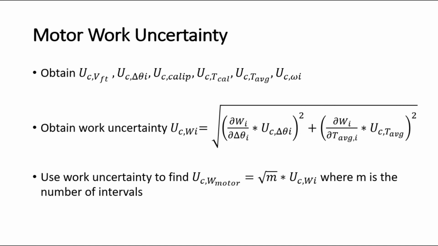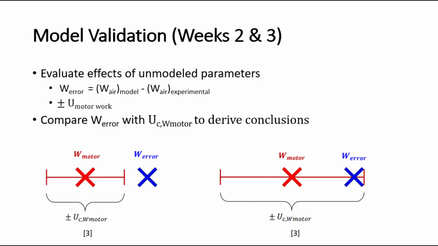The main uncertainty we want to find for this week is the motor work uncertainty. To find that uncertainty, we need a bunch of other uncertainties, including the force transducer voltage uncertainty, the angular position uncertainty, the caliper, calibration torque, and average torque uncertainty, and the angular velocity uncertainty, to name a few. Lastly, we can plug all these values in to eventually obtain our work uncertainty, and from there we can find the motor work uncertainty in the bottom formula.